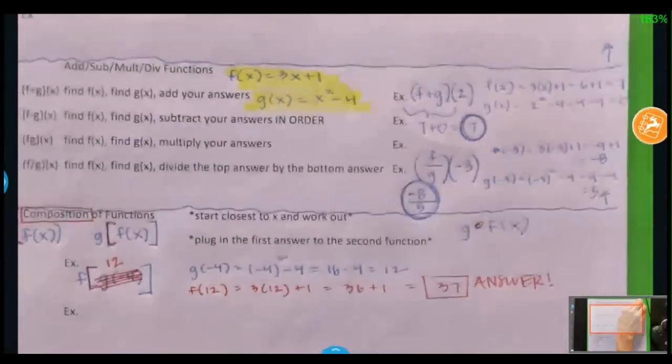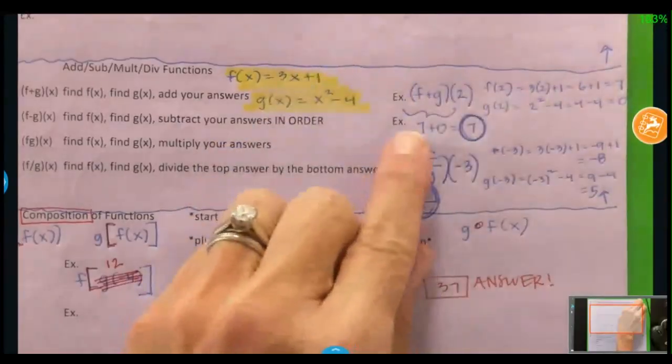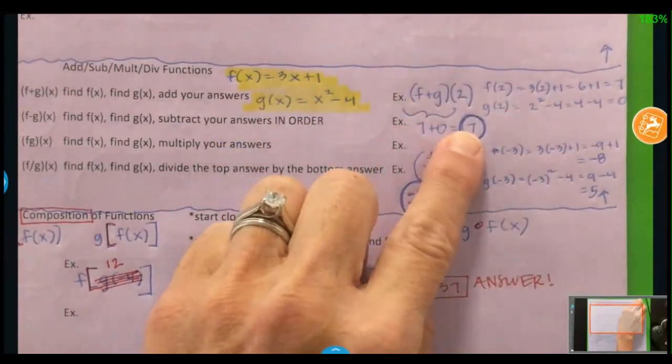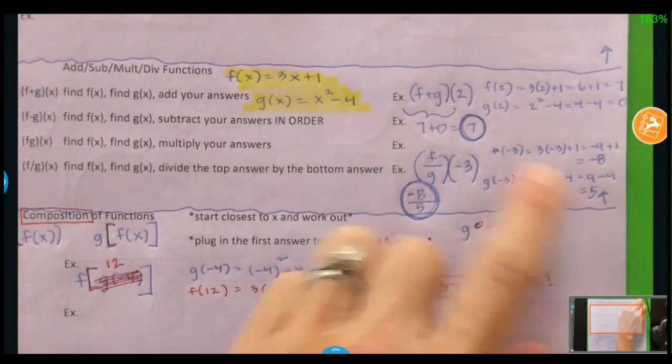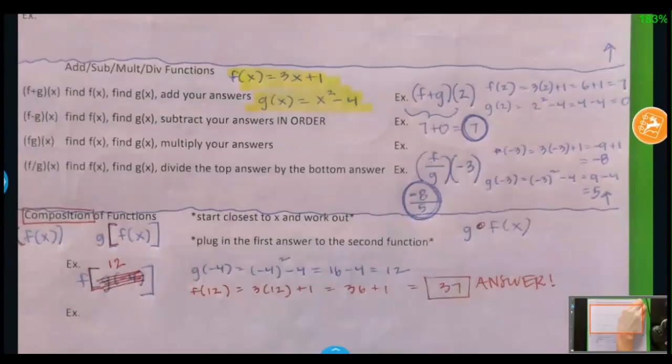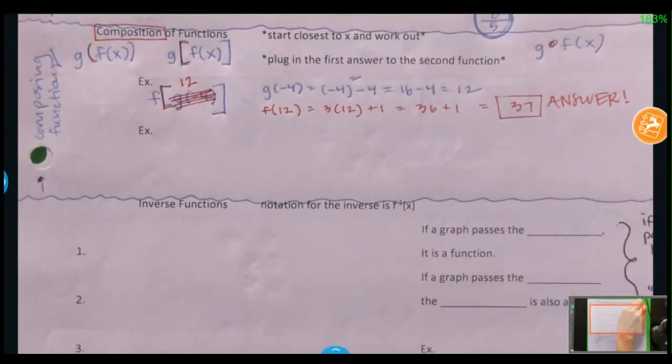Same thing up here when we were working on these compositions. 7 is not my answer and 0 is not my answer, but my answer is 7 plus 0. Same thing here. -8 is not my answer. 5 is not my answer, but -8 divided by 5 is my answer. So when you do these compositions, you start on the innermost function closest to x, and then you work your way out.